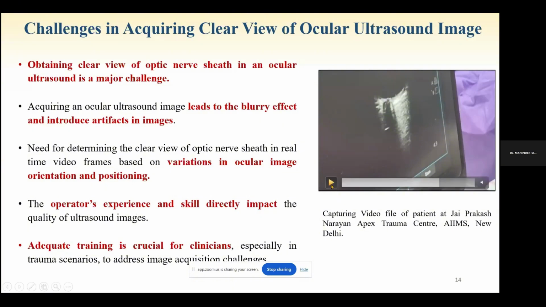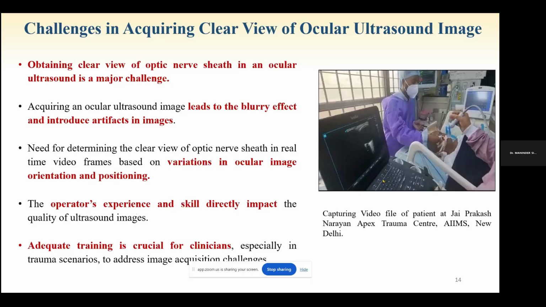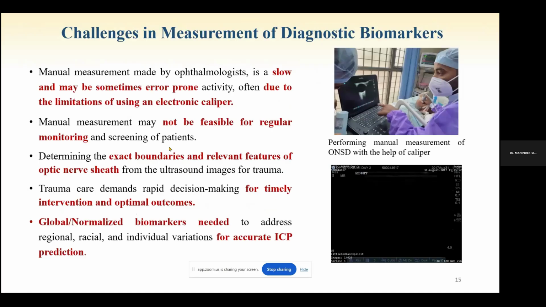So you can see that a lot of training is required for the clinicians when acquiring the image. This was the main challenge. We are in touch with the AIIMS department, and all this problem was given by the doctor there, Professor Deepak Agarwal, who is a neurosurgeon. Next, another challenge with this ocular ultrasound image is the manual measurement. With the help of the electronic caliper, we get the two boundaries.